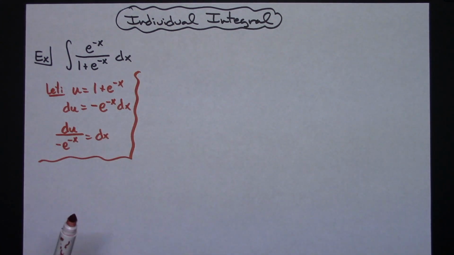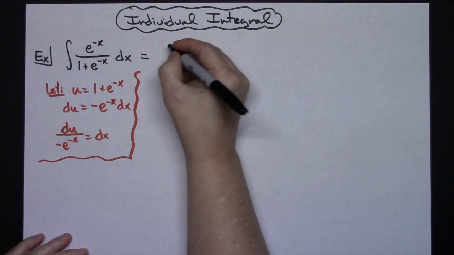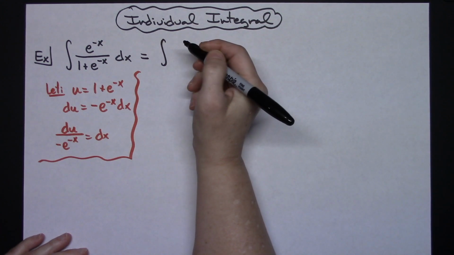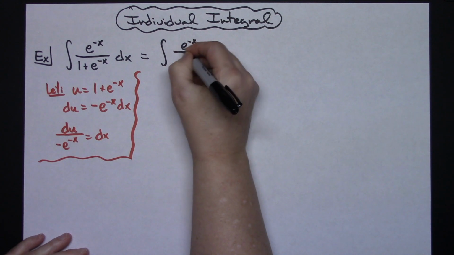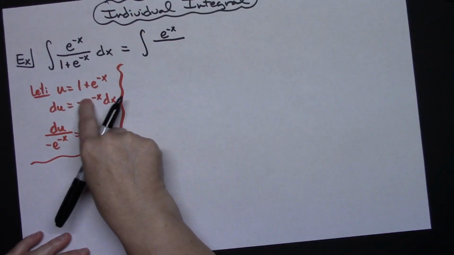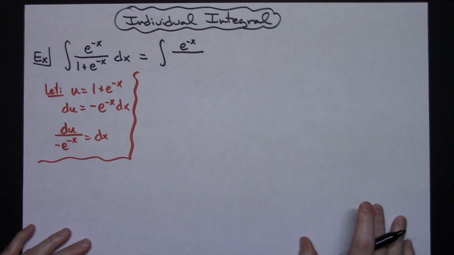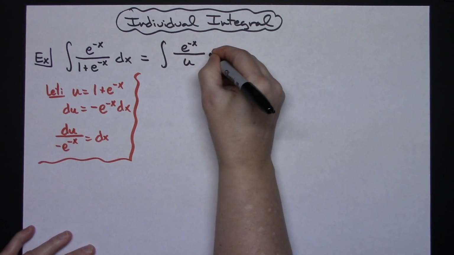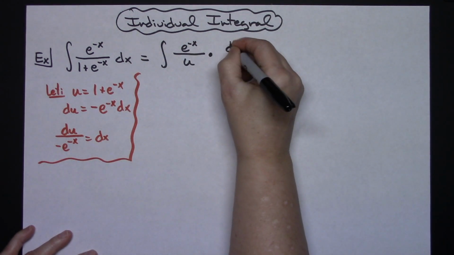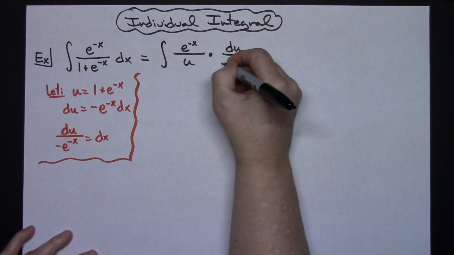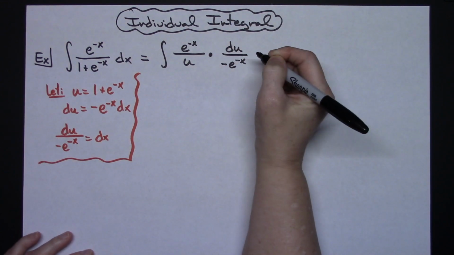I'm going to come up to the original integral and I'm going to start making some substitutions. Okay, my e to the negative x in the numerator there is going to stay. I let this be my u, and so I will have a u here. I'm going to substitute dx for what I said it was equal to, so I'll have a du over a negative e to the negative x.